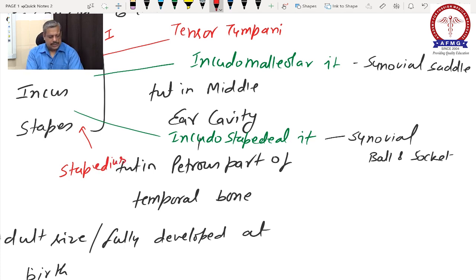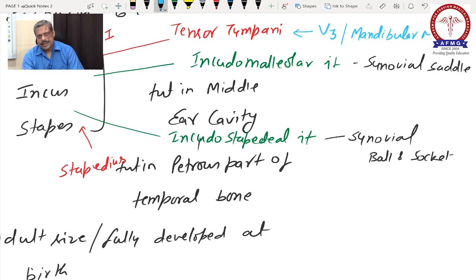So these two muscles are attached at the ear ossicles. At the malleus, tensor tympani, and the stapedius muscle. What is the nerve supply of tensor tympani? This is supplied by the mandibular nerve. Remember and keep in mind, this is the 5th cranial nerve, the 3rd division of the 5th cranial nerve, which is the mandibular nerve.